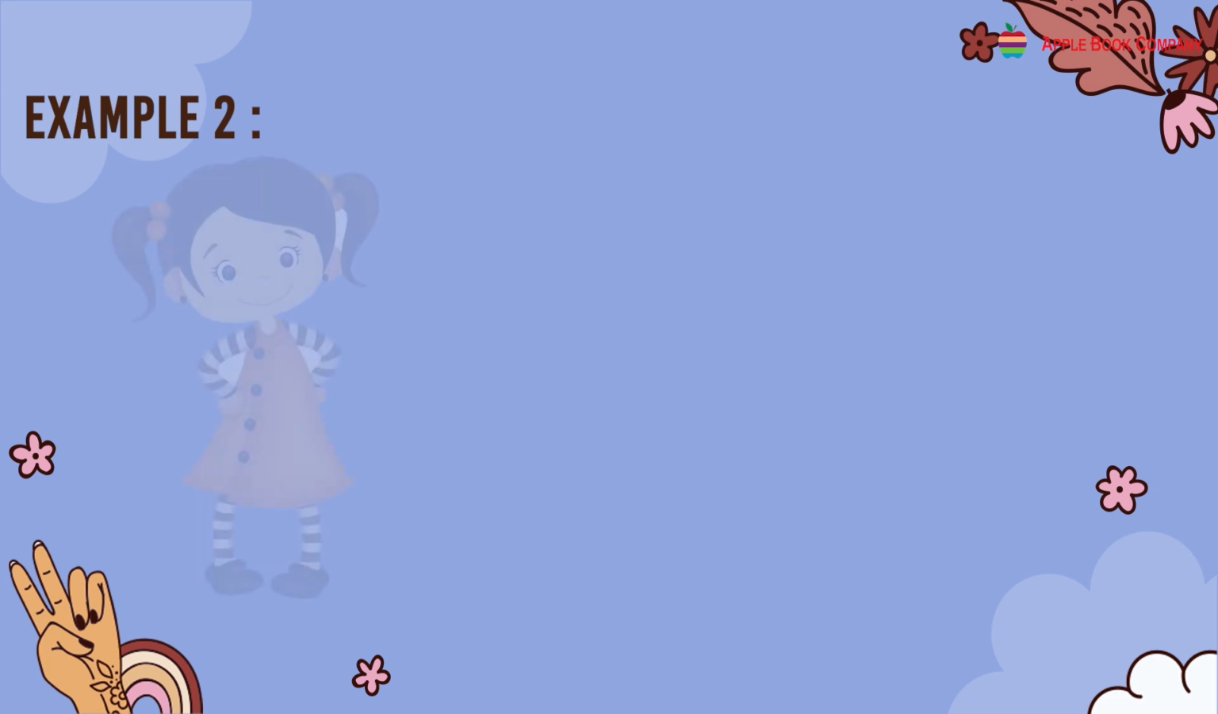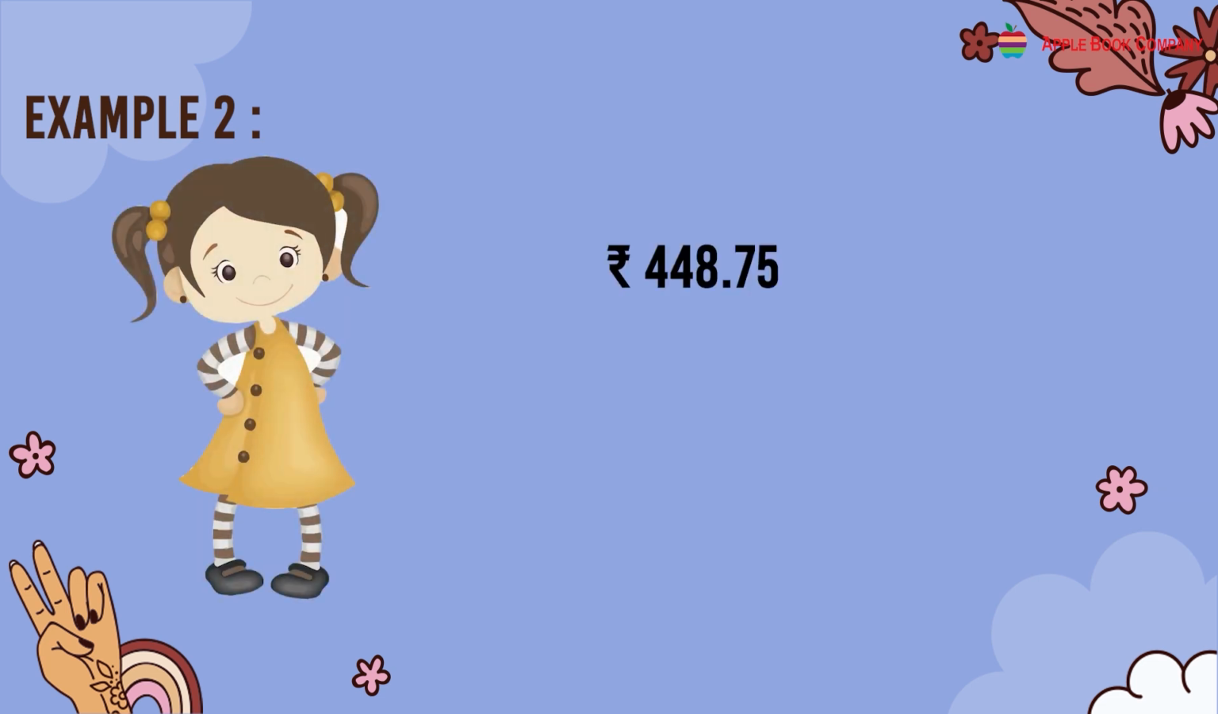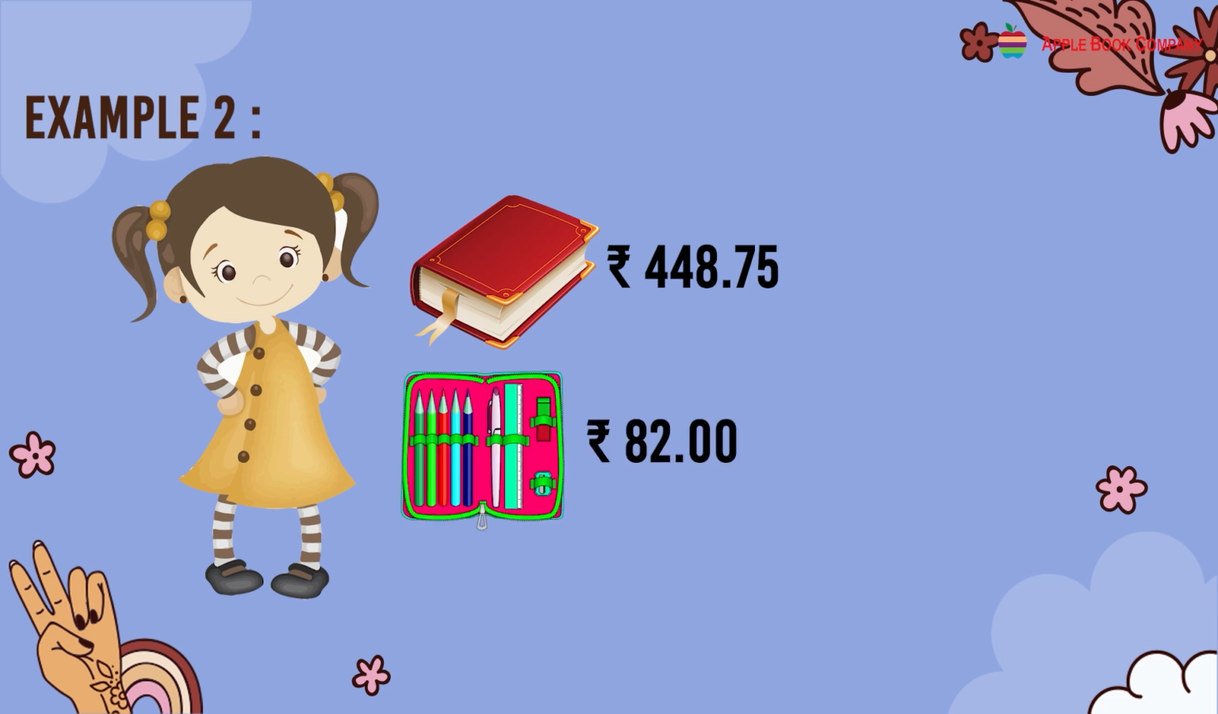Word problem. Example 2. Tanya spent 448 rupees 75 paise on a book, 82 rupees on a pencil box, and 112 rupees 88 paise on painting colors.